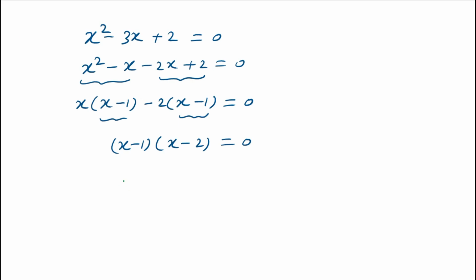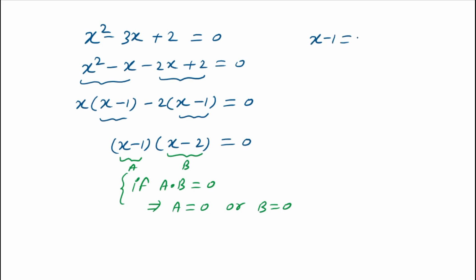Here we will apply this rule. If a times b, this is equals to 0, this implies a is equals to 0 or b is equals to 0. If you apply this rule here, this expression is a and this expression is b. So you can say x minus 1, this is equals to 0, or x minus 2, this is equals to 0. Here value of x is equals to 1, and here value of x is equals to 2.